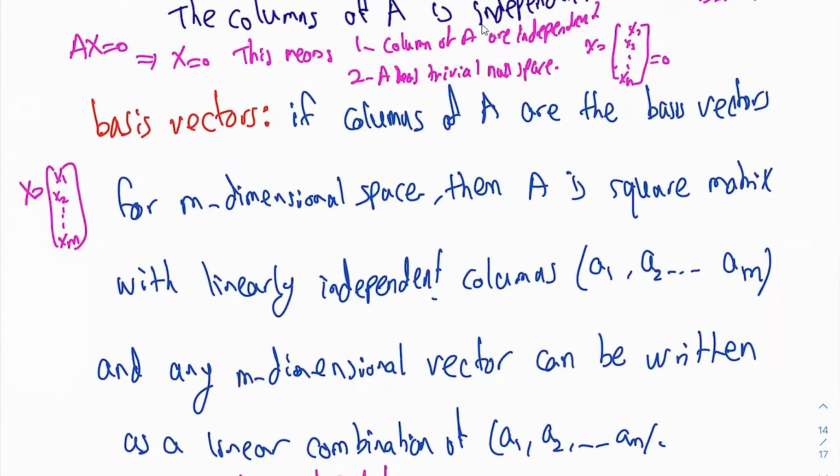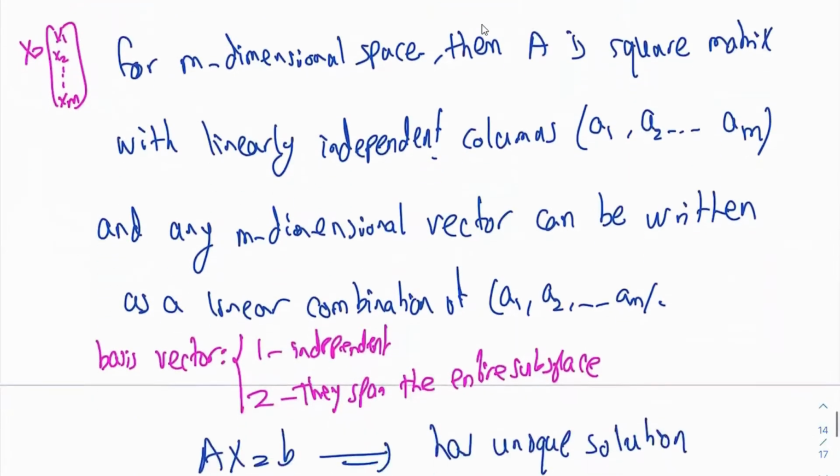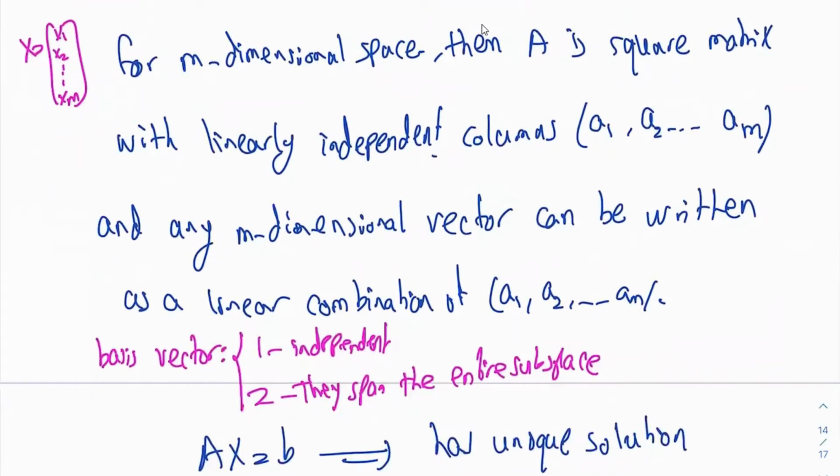So if the columns of A want to be the basis vectors for m-dimensional space, this means that we have m rows, right? Then they have to be independent. So according to the first definition, they have to be independent. So the linear combination of the columns being equal to 0 means that the vector x is 0. But they also have to span the entire subspace, the m-dimensional space.